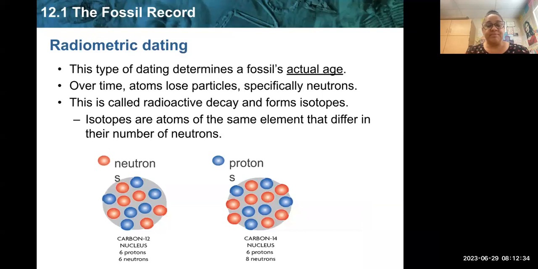Radiometric dating. This is the type of dating that determines a fossil's actual age. It doesn't just estimate it. It does give an age range, but it doesn't just say this one is older, this one is younger.